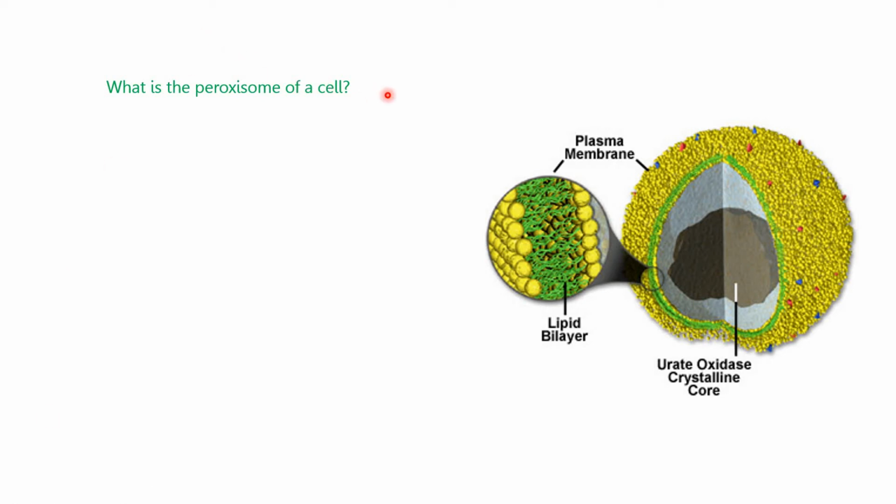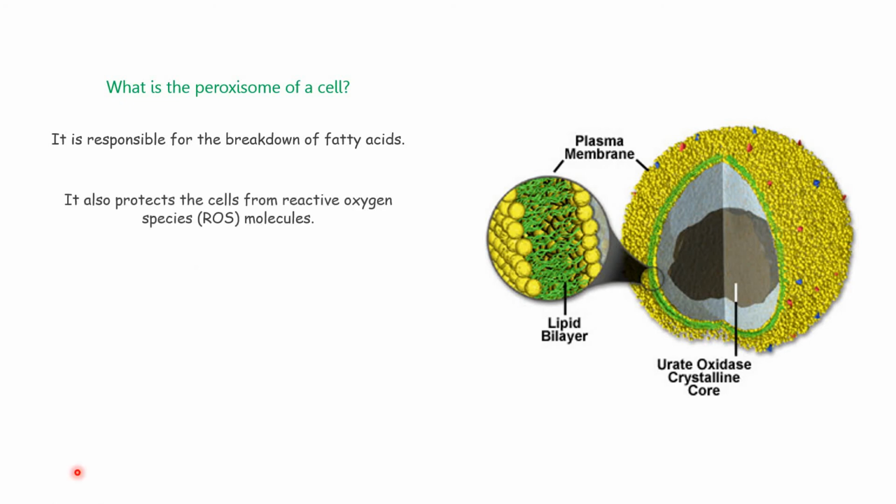Yeah, next one is the peroxisome. Think of hydrogen peroxide. Siguro yun yung mas familiar kayo, so use that as a springboard. The peroxisome of a cell is responsible for the breakdown of fatty acids. When it's a fatty acid and it has to be broken down, it is the work of peroxisome. It also protects the cells from reactive oxygen species molecules, or ROS.